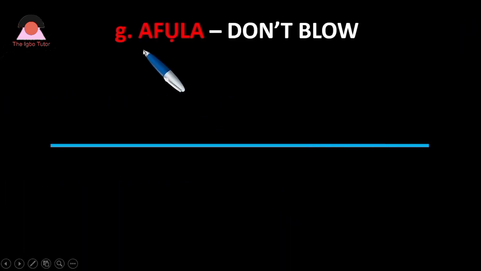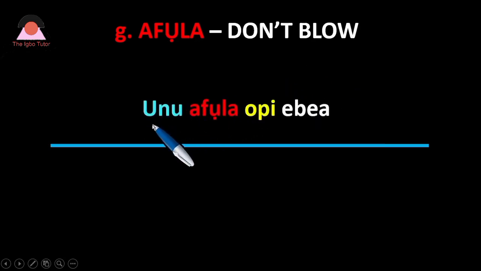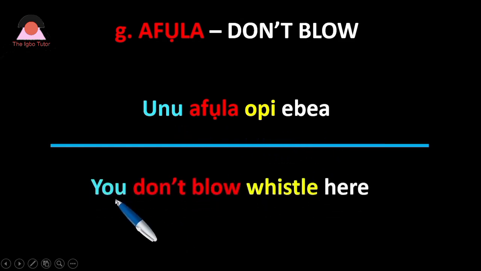Let's move. Afụla, negative instruction. Don't blow. What is that in sentence? We see. Unu afụla opi ebe a. What does this mean? You guys don't blow whistle here. You people don't blow whistle here.